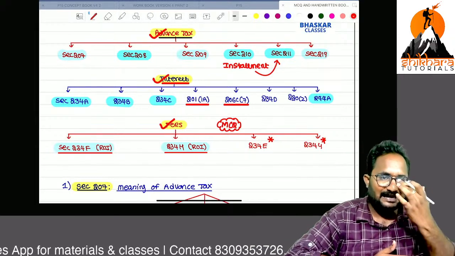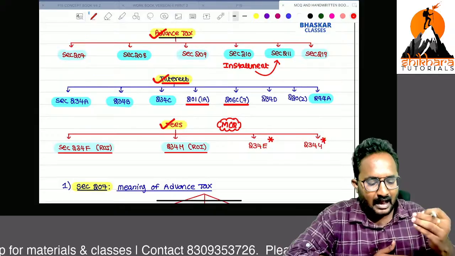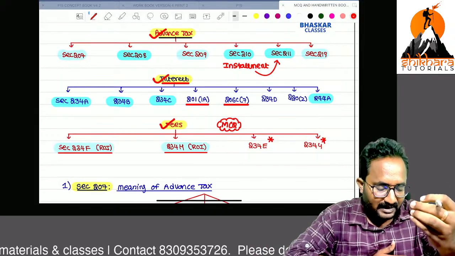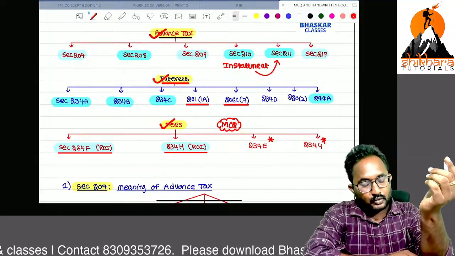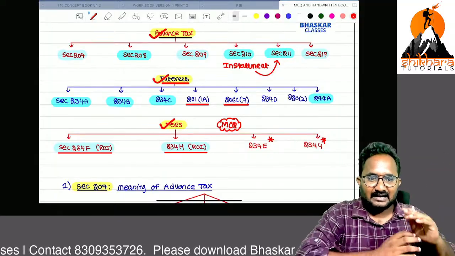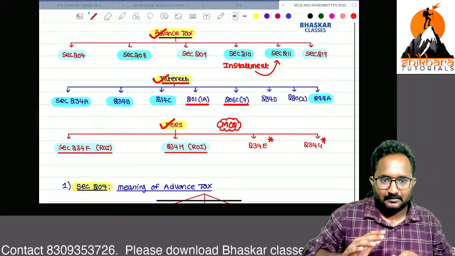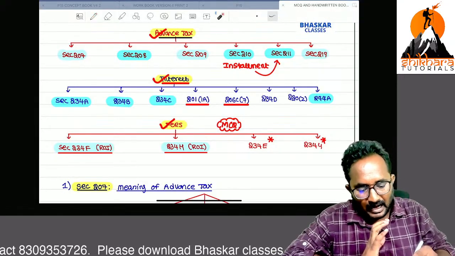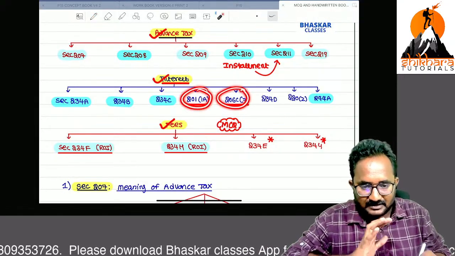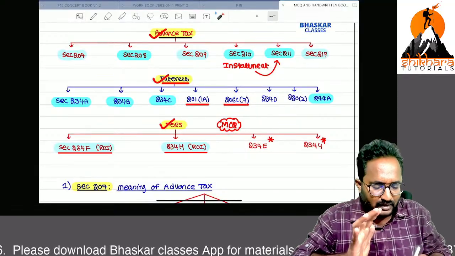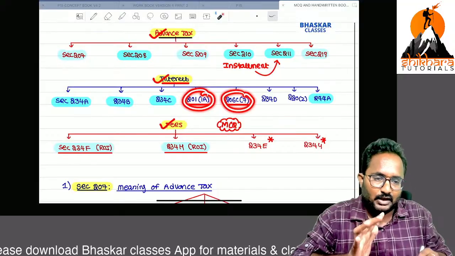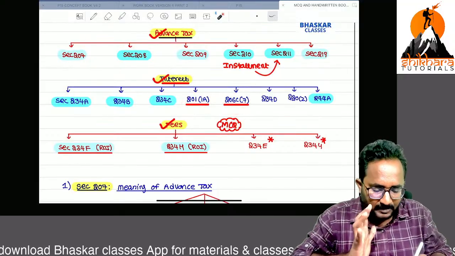If you collected any tax at source and did not pay it to the government within the time, you are required to pay interest. These two, TDS and TCS, are generally not in our syllabus, but we get MCQs, and these interest provisions are in our syllabus. So check thoroughly using the handwritten content. We don't have any problems, but you should refer to the theory for MCQ purposes also.